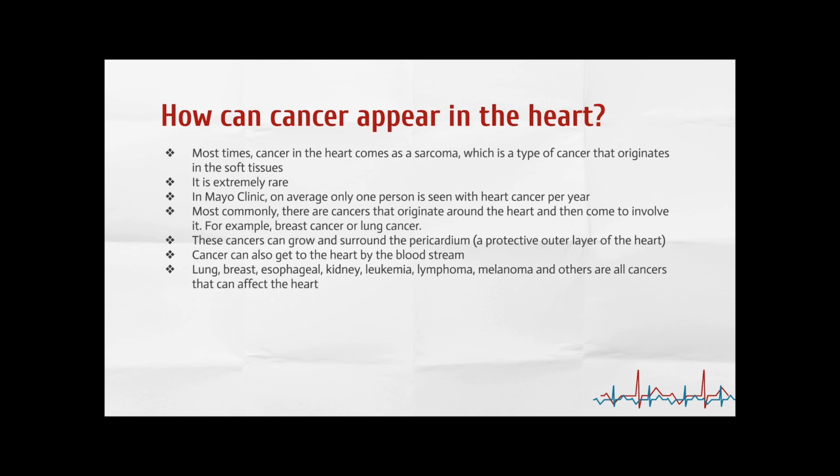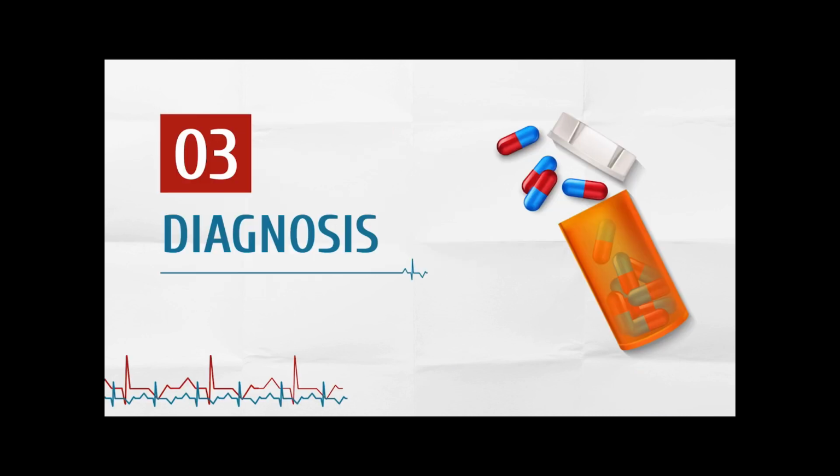Most commonly, there are cancers that originate around the heart and then come to involve it. For example, breast cancer or lung cancer. And these cancers can grow to involve the heart and the lining around the heart, which is the pericardial sac. And cancer can also get to the heart by the bloodstream. And cancers that may affect the heart include lung cancer, breast cancer, esophageal cancer, kidney cancer, leukemia, lymphoma, and melanoma, among others. So now let's talk about diagnosis.